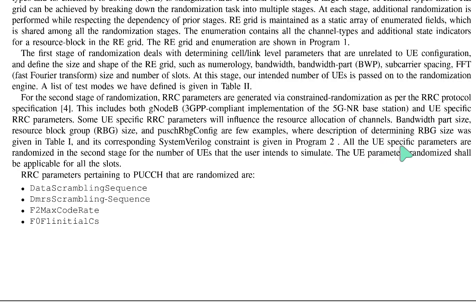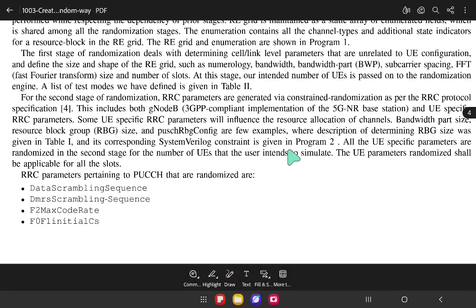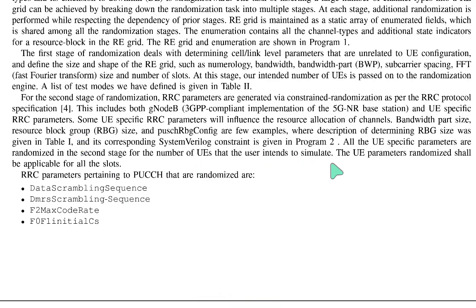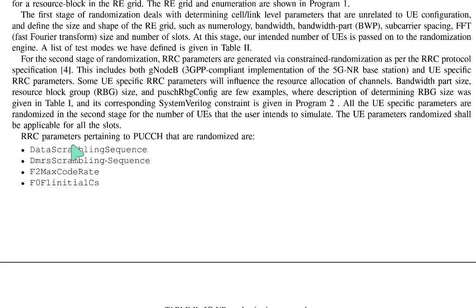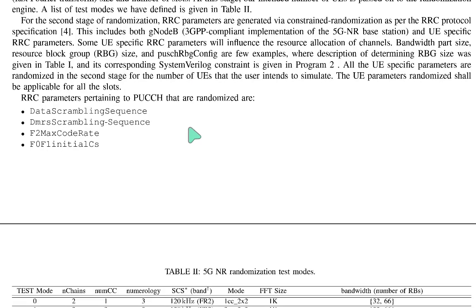All of the UE specific parameters are randomized in the second stage for the number of UEs that the user intended to simulate, and the UE parameters are randomized to be applicable for all slots. The RRC parameters pertaining to the PUCCH that are randomized are data scrambling sequence, DMRS scrambling sequence, F2 max code rate, and F0, F1 initial CS.